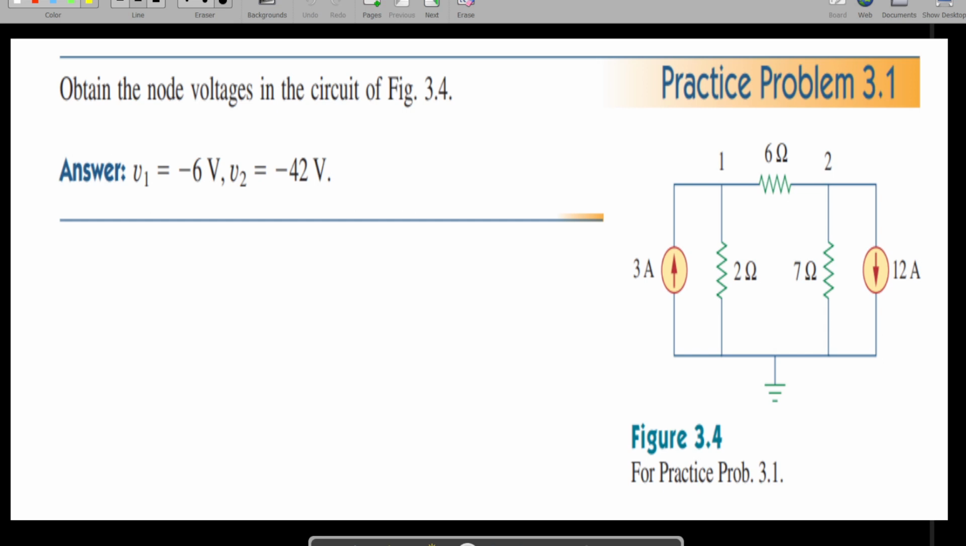Morning everybody. Today we are going to see one electrical circuit problem given in SEDIQ. It is a practice problem from third chapter and it is 3.1. The question is to obtain the node voltages and the answer is also given. So now we are going to solve that particular problem.